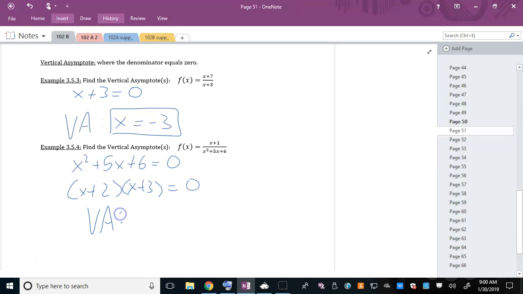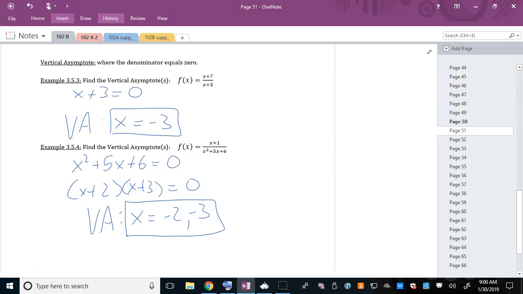And I get two vertical asymptotes. I get x equals negative 2 and x equals negative 3. It is possible to have more than one vertical asymptote. Now 2 is the most that we'll see in this class, although it is possible to get more than 2.